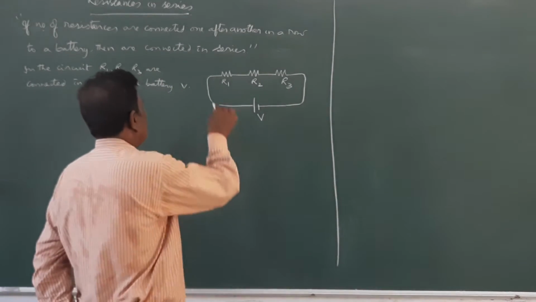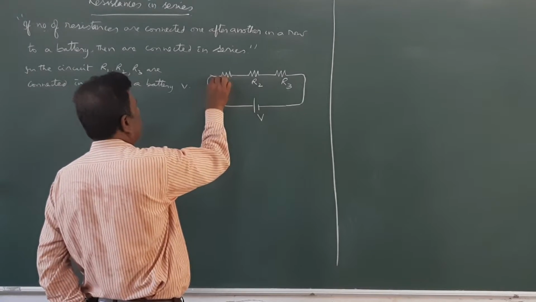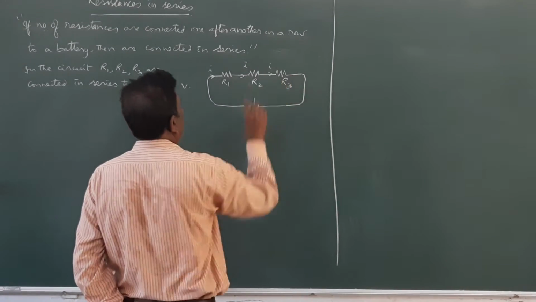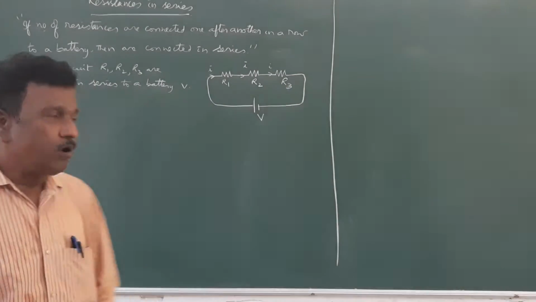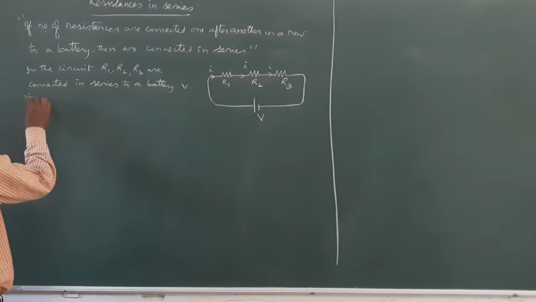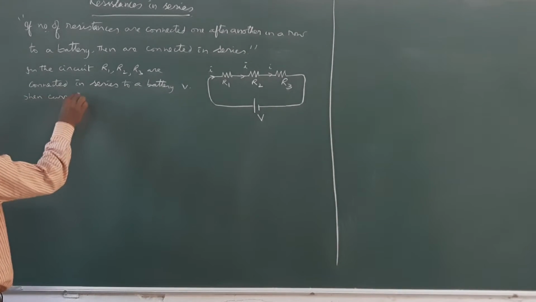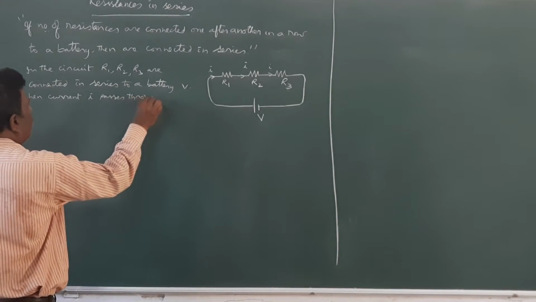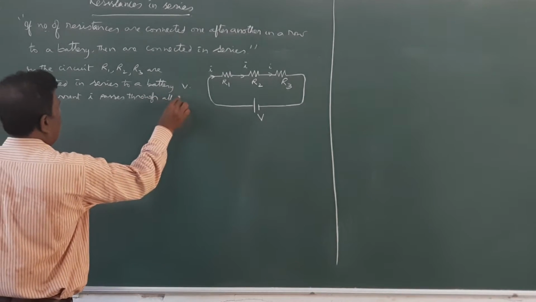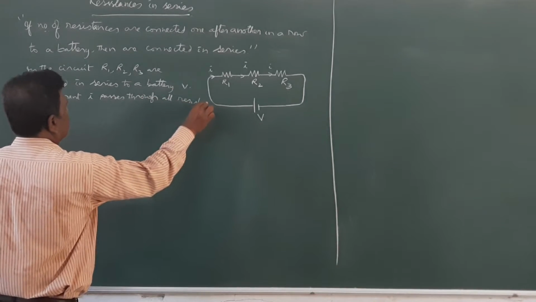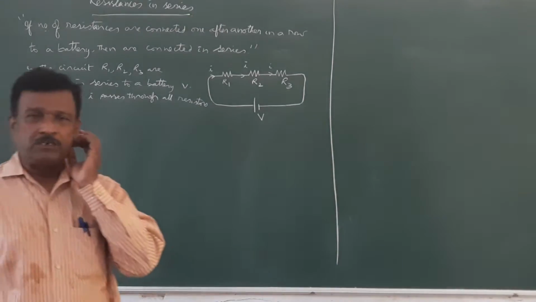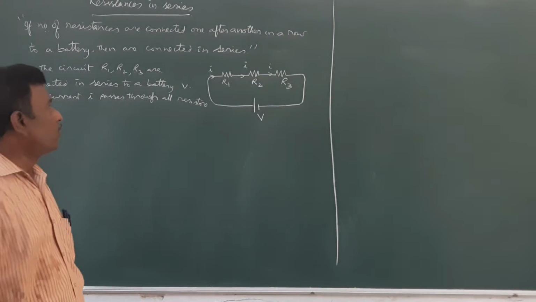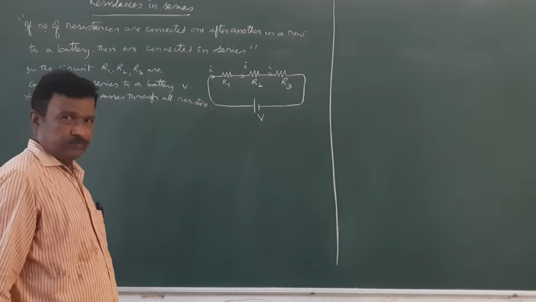As a result, the current will pass through the circuit. Same current passes through all resistors. So current I passes through all resistors. Equal current is passed through all resistors. That is equal to the total current.